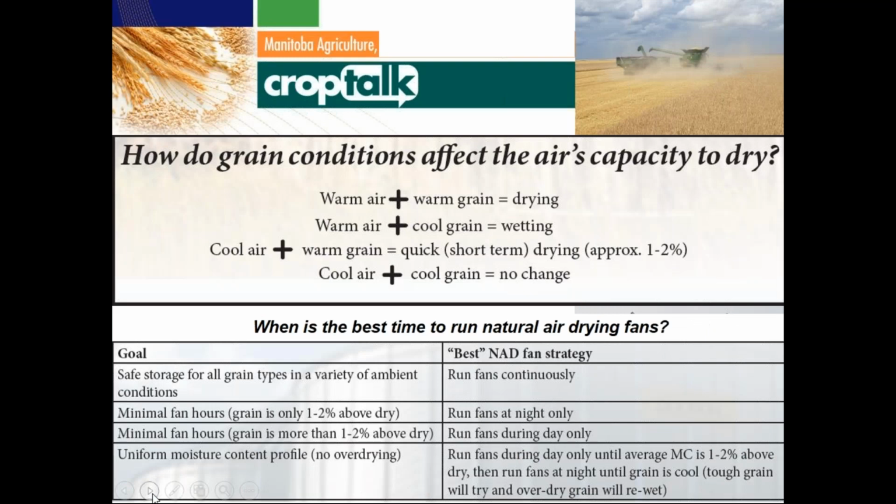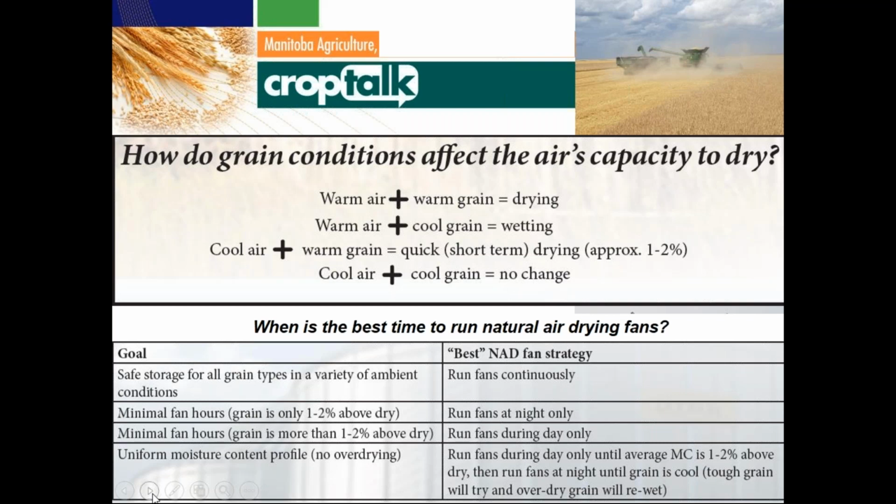So how do grain conditions affect the air's capacity to dry? If you have warm air and you have warm grain, you'll actually get drying of the grain. If you have warm air and cool grain, you'll get wetting, because the warm air will cause the grain to warm up, it starts sweating, and you're actually wetting the grain.